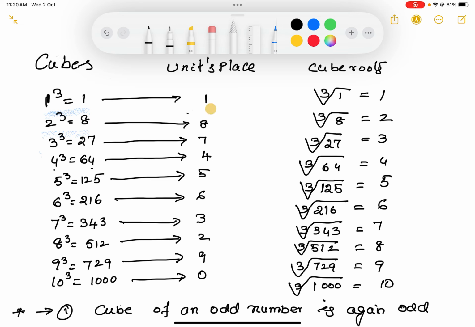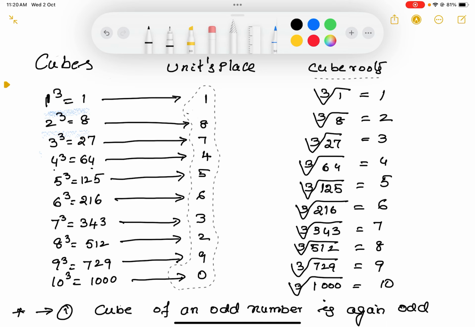Okay, so the units place of 1 cube is 1, and the units place of 4 cube is 4. The units place in 6 cube is 6, and 7 cube is 343, so the units place is 3. So 9 cube has units place 9. So what you can understand is that you first have to memorize the units place in the cube of a number.